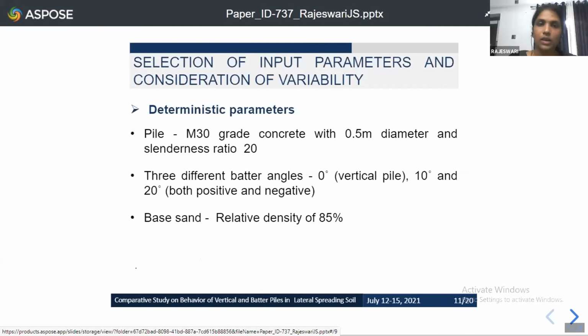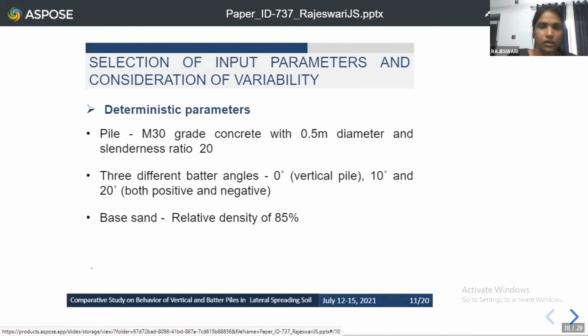Selection of input parameters and consideration of variables. So here in our study, we have considered the pile properties to be deterministic, and the piles are assumed to be made of M30 concrete with 0.5 meter diameter and a fixed slenderness ratio. We consider different batter angles: 0 degree represents a vertical pile, and 10 degree and 20 degree, both positive and negative batter piles. The baseline soil is also assumed to be fixed at a relative density of 80%.